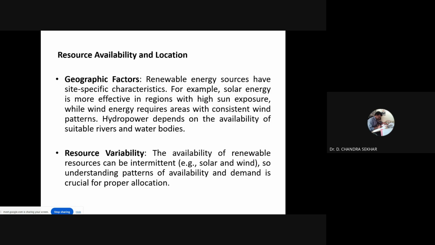While wind energy requires areas with consistent wind patterns, hydropower depends on the availability of suitable rivers and water bodies. So, resource variability: the availability of renewable sources can be intermittent, because we know that the conditions are not at all constant. So understanding the patterns of availability and demand is crucial for proper allocation.